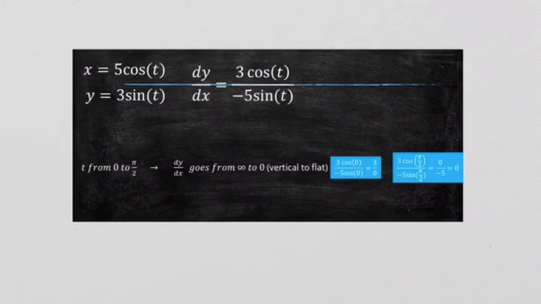3 cosine pi over 2 is 0. Negative 5 sine pi over 2 is negative 5, because sine pi over 2 is 1. So we go from infinity to 0, which means we're going from a vertical slope to a flat slope.